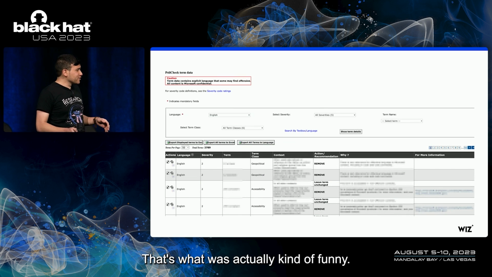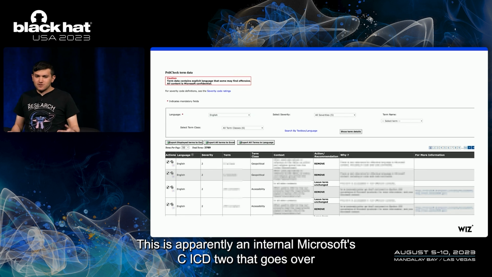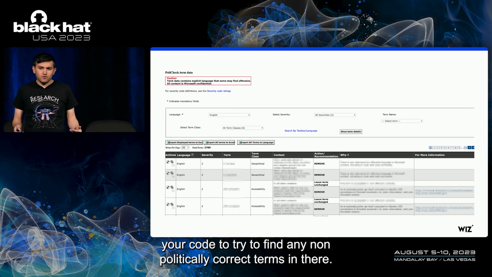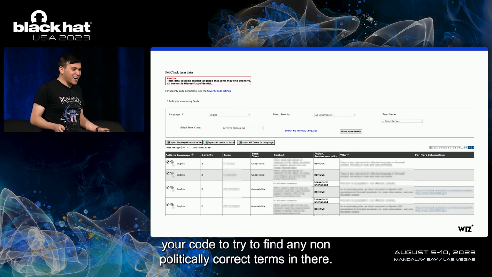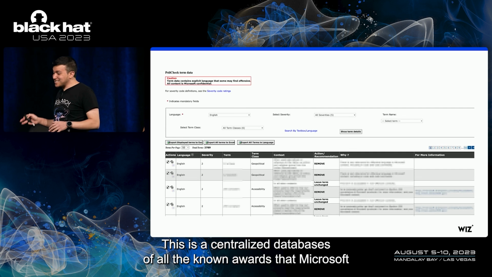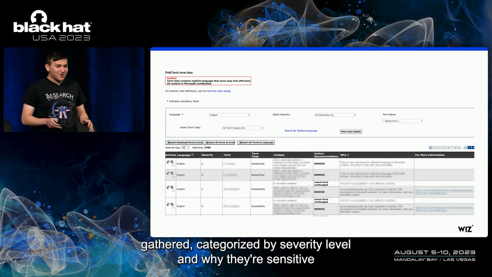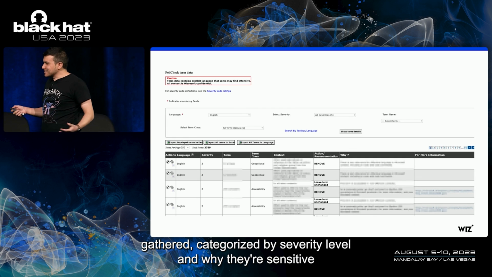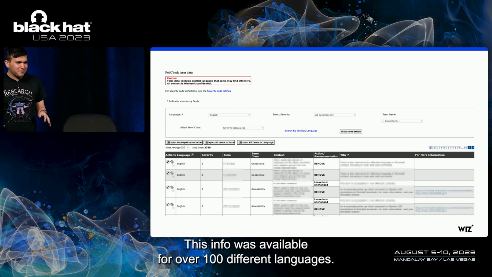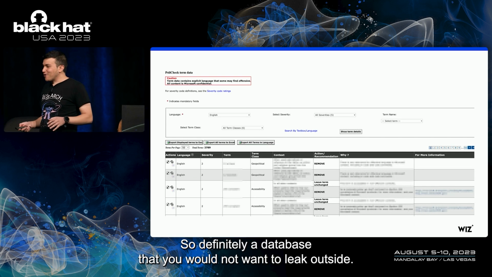This one was actually kind of funny. This is called Polycheck. This is apparently an internal Microsoft CI/CD tool that goes over your code to try to find any non-politically correct terms in there. And this is basically the brain behind Polycheck. This was a centralized database of all the no-no words that Microsoft gathered, categorized by severity level and why they're sensitive, with like lengthy explanations. This info was available for over 100 different languages, so definitely a database that you would not want to leak outside.